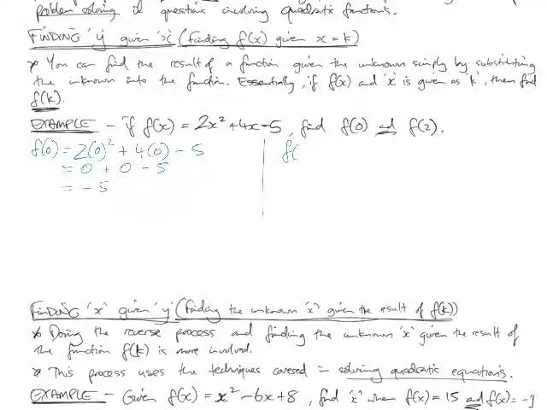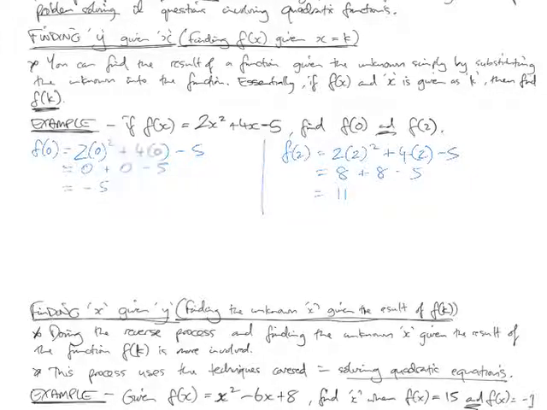f(2). So here we know what k is. k is given as 2. So that's what we're plugging into the function. The input into the function is going to be 2 this time. 2 times 2 squared, plus 4 times 2, take 5. 2 squared is 4, times 2 is 8, plus 4 times 2 is 8, take 5. 8 plus 8, 16, take 5 is 11. So that's pretty straightforward. Finding the result of the function, finding f(x) given x is a known number. You plug in what that known number is into the function. You essentially are given the input.